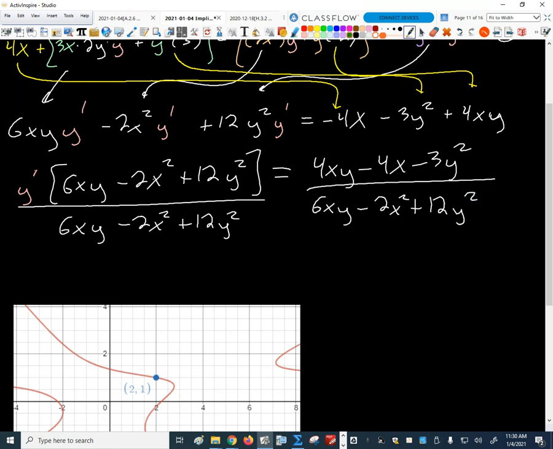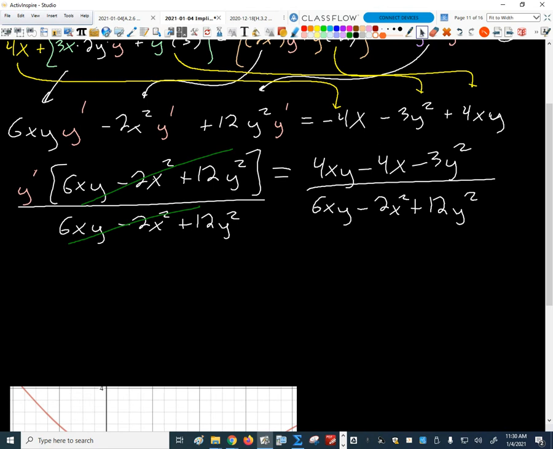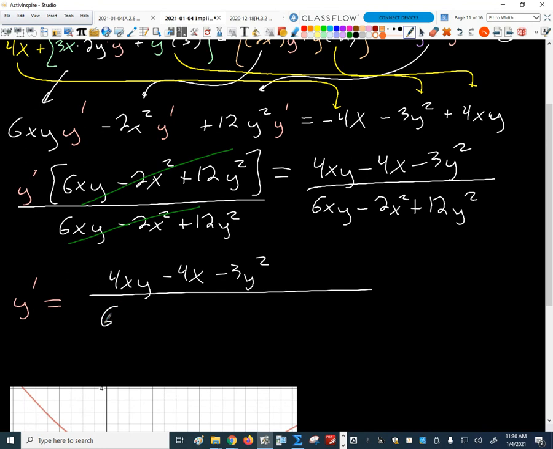And look what happens, right? Those cancel, and I got my answer, right? I get y prime equals all that stuff. It looks terrible, but who cares? That's the answer. That's what we get.